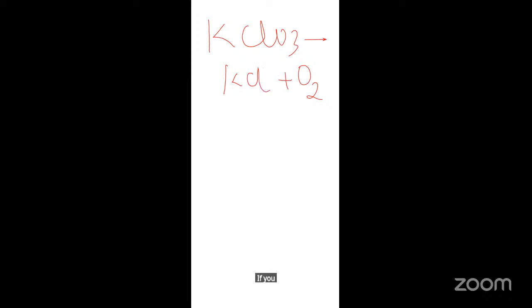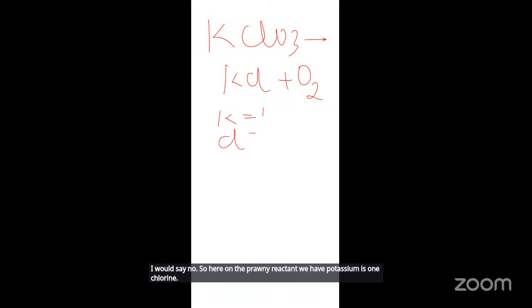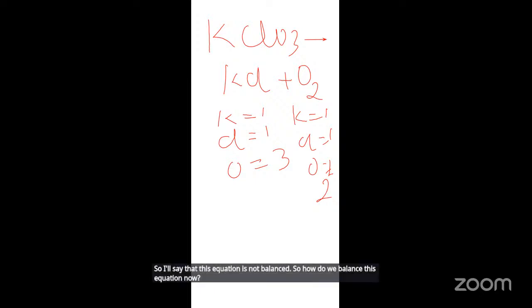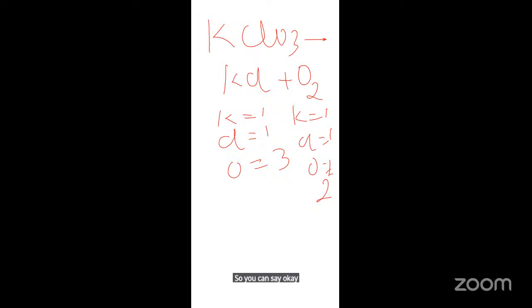If you look at this equation, is it balanced? I want you to put it in the chat. I will say no. So here on the reactant, we have potassium is 1, chlorine is 1, oxygen is 3. Here, potassium is also 1, chlorine is 1, but your oxygen here is 2. So we see that this equation is not balanced. So how do we balance this equation now? You can say, okay, potassium is balanced, chlorine is balanced on the right, both of them are balanced, it's only the oxygen.